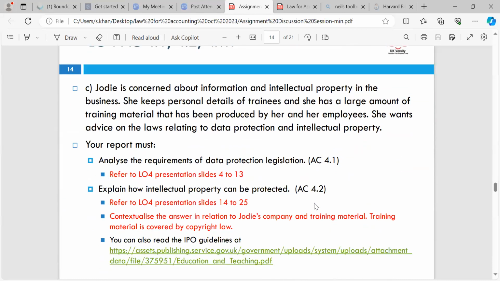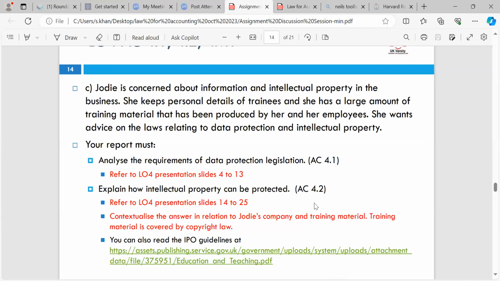In this part C, Jodie is concerned about information and intellectual property in the business. She keeps personal details of trainees, and she has a large amount of training material that has been produced by her and her employees. She wants advice on the laws related to data protection and intellectual property. Your report must include the following. Firstly, analyze the requirements of data protection legislation, AC 4.1, which is learning outcome 1, presentation slides 4 to 13. So that's the first part of it.